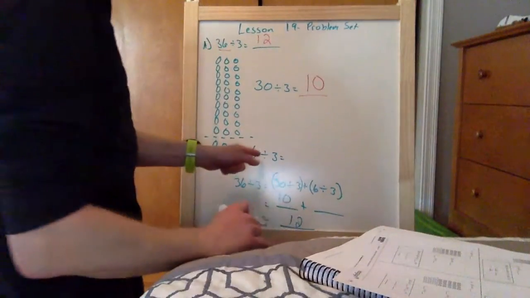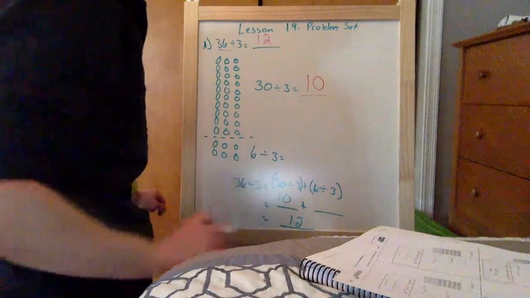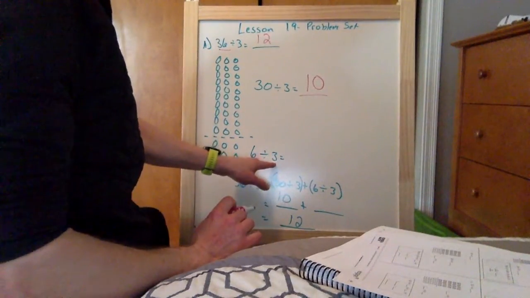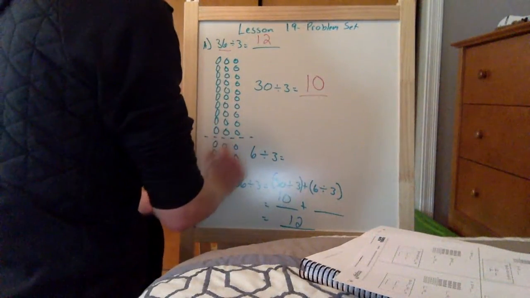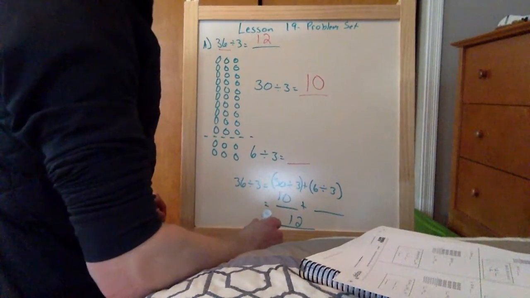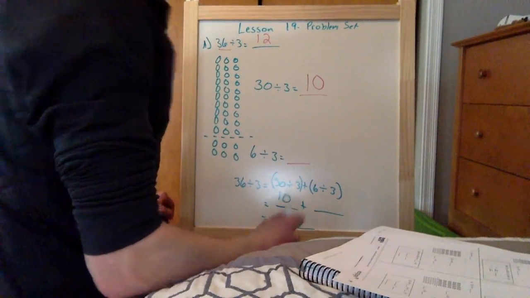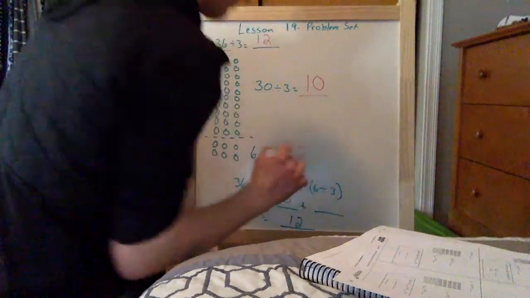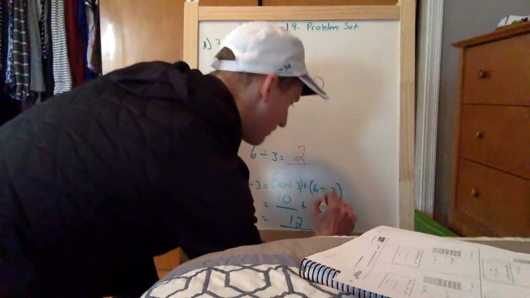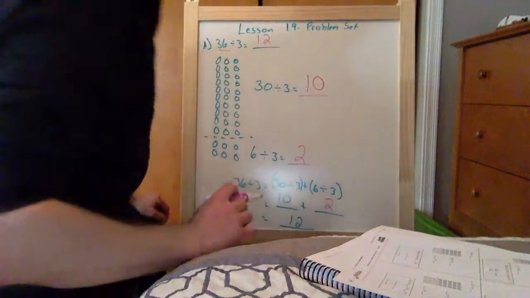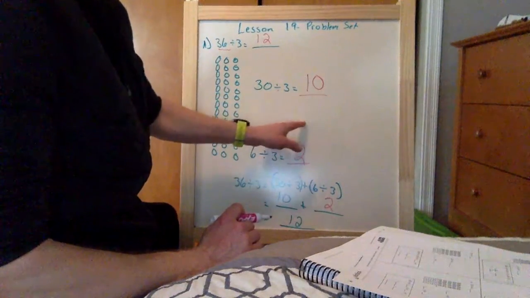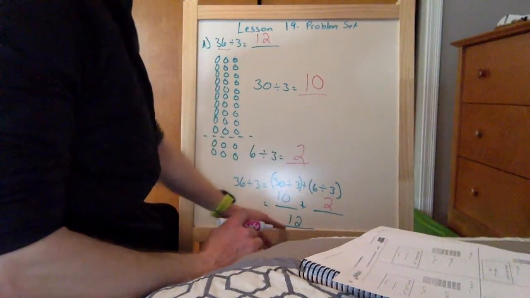Now we have 6 altogether. We know that it's dividing. We have 6. 3, 6. We divide it into 3 columns. 1 column, 2 columns, 3 columns. How many rows do we have? 2. 6 divided by 3 is 2. And then that's how we got our 12. We got our 10 plus 2 equals 12.